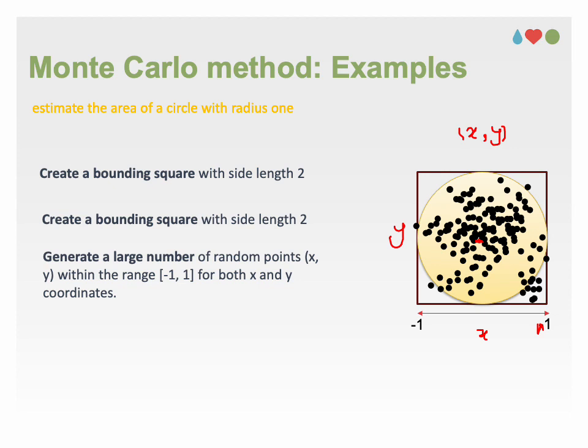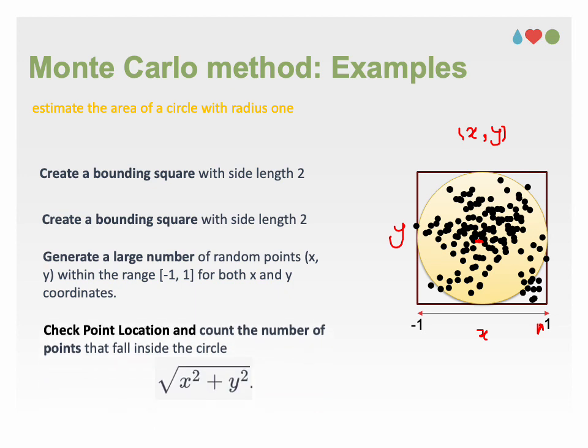Now we count the number of points that fall inside the circle. In this step, we calculate the distance of each generated random pair xy with respect to the origin 0, 0 using this equation. If this distance is less than or equal to 1, the point falls within the circle.